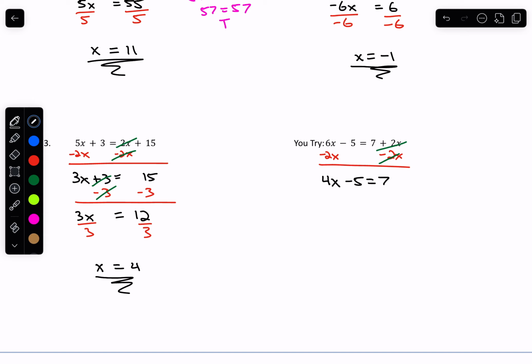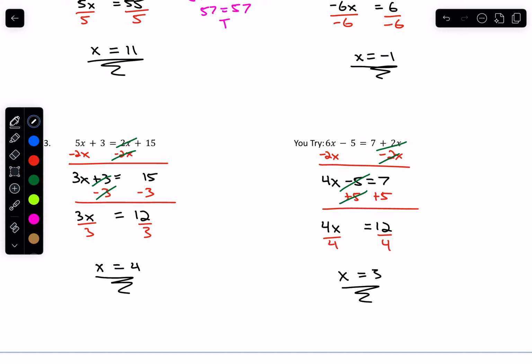So in this next step, I want to move the 5 to the right. So in order to do that, I'm going to add 5 to both sides. Where again, notice that I write the plus 5 directly underneath the minus 5. Those 5's add together to be 0, so they are inverses and cancel each other out. We get 4x is equal to 12, and we divide both sides by that coefficient, which is the 4, and we end up with x is equal to 3.